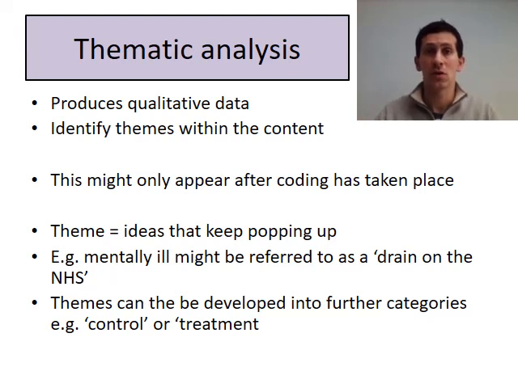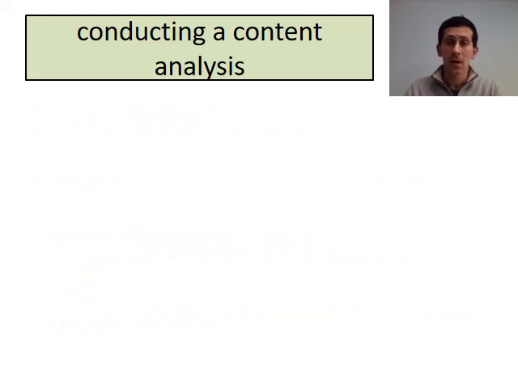This is now referring to a theme. So the treatment of mentally ill patients, how they're controlled, whether they're a drain on the NHS. We're trying to put the information from the newspapers into these different themes. So how do we conduct a content analysis?